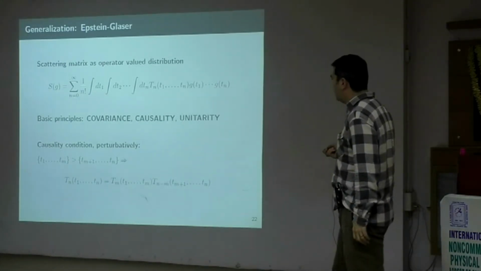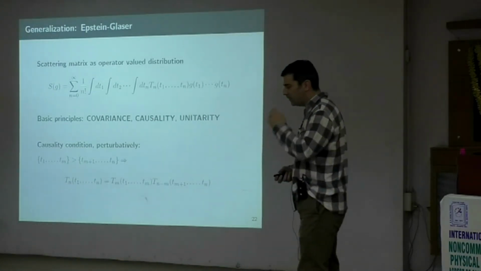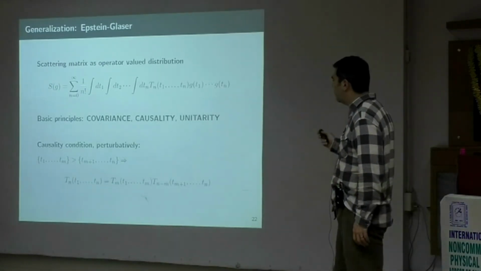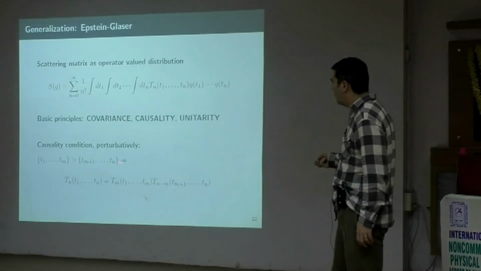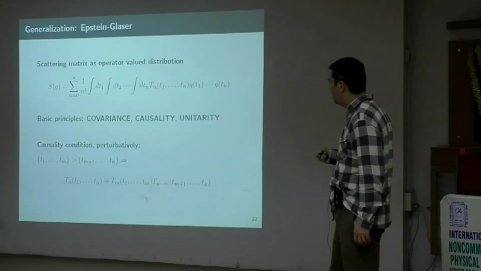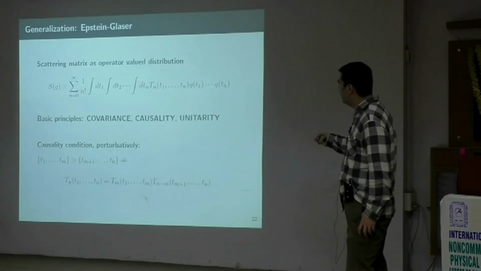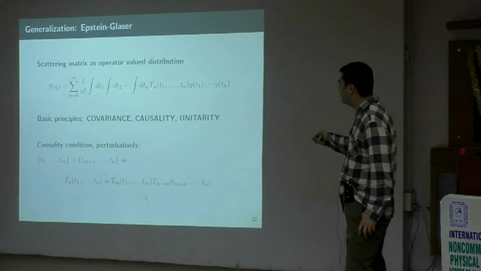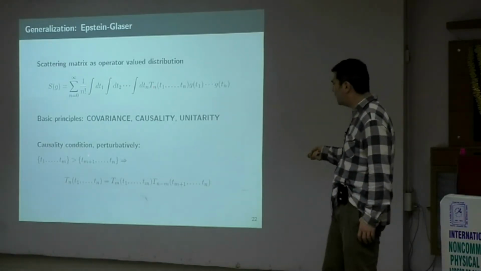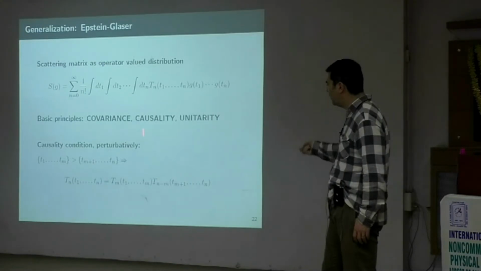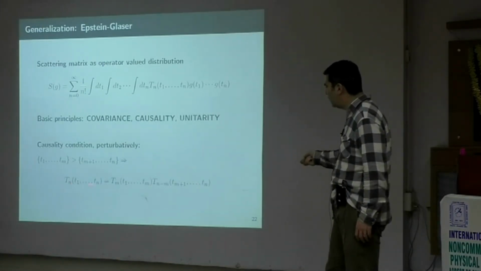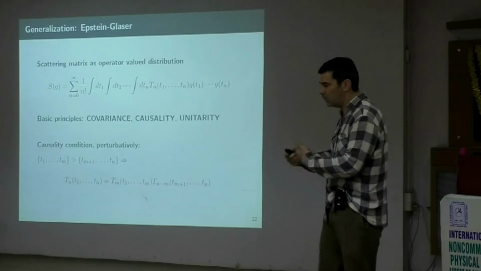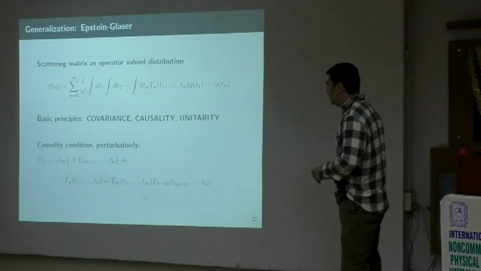Now, the three principles that are the input of the Epstein-Glaser approach are covariance under the Poincaré group, causality, and unitarity. In particular, causality leads to an iterative solution of the problem in the following sense. Here, we just give up the time-ordered product of the interaction. We just postulate certain operators Tn, and then the causality condition written in this form perturbatively will lead us to this kind of expression, which allows us to get T2 out of T1 and then T3 out of T2 and T1 and so on. So there is an iterative solution, and this is at the core of the Epstein-Glaser approach.